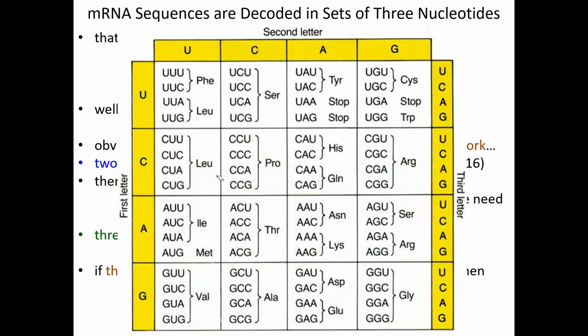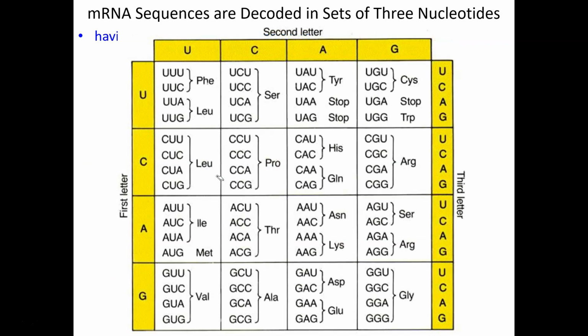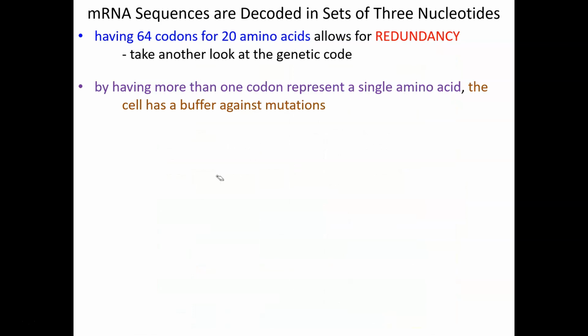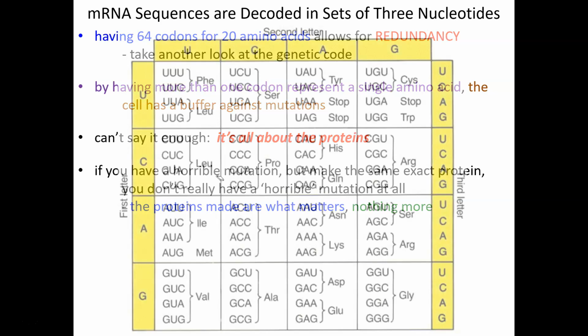So this redundancy gives us some tolerance to mutations. Because of this redundancy, we can have quite a few mutations that we refer to as silent because they don't change the amino acid we're encoding at all. So a little bit of a buffer or protection against mutations. Since it's all about the proteins, we can have a horrible mutation that's really not horrible at all because the protein coding hasn't changed at all. All that matters are the amino acids inserted into the protein. If those amino acids are unchanged, the protein is unchanged.